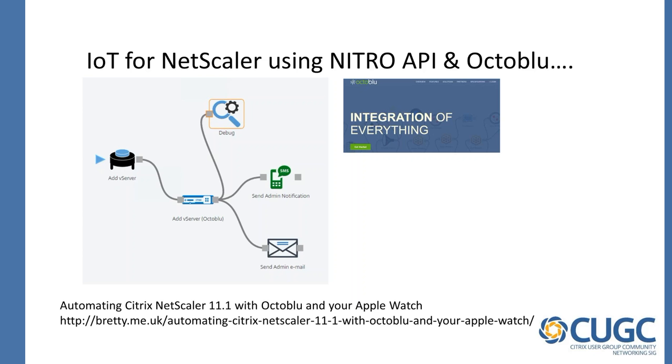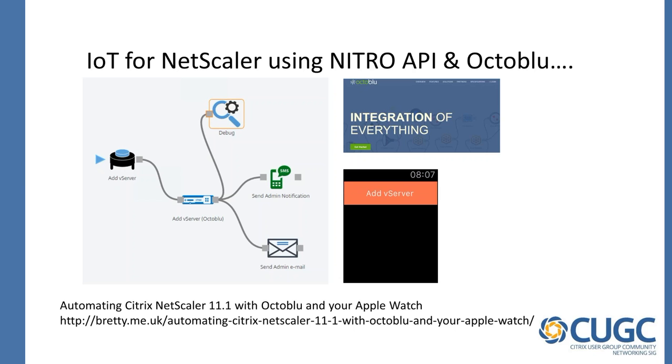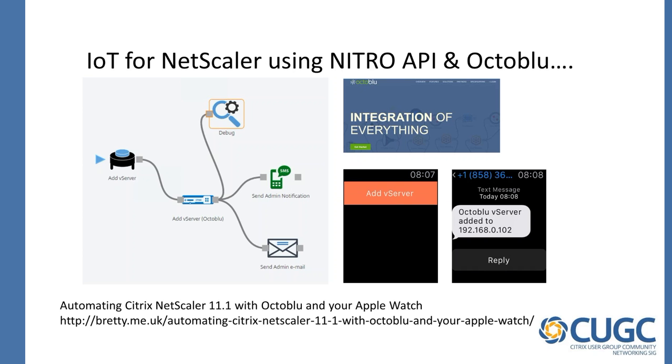He said add vServer. When you click that button, it'll talk to his NetScaler and add the vServer, and then it'll send him a text message as well as an email just confirming that it's been added. So on his Apple Watch, he had this little trigger. Octablue is an app, so you can download it to your iPhone and even have it on your Apple Watch. So he had it on his Apple Watch. He clicks Add vServer, and within a minute, the NetScaler has added this vServer, and there's a text confirmation saying it's been added.